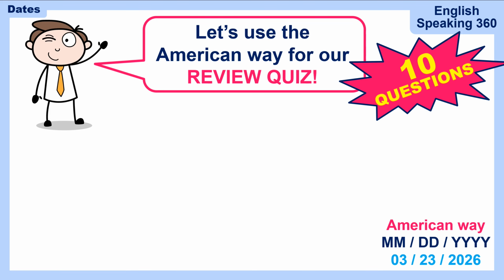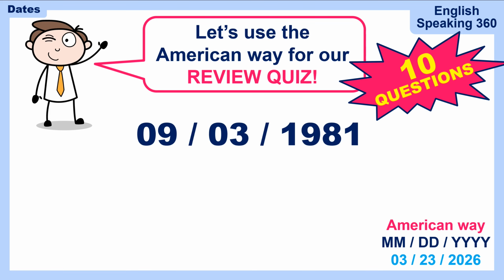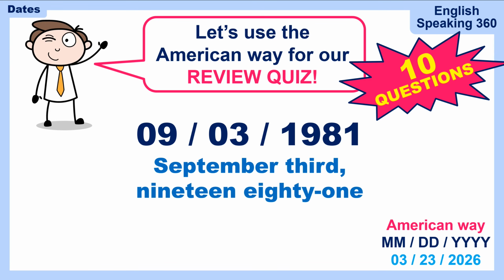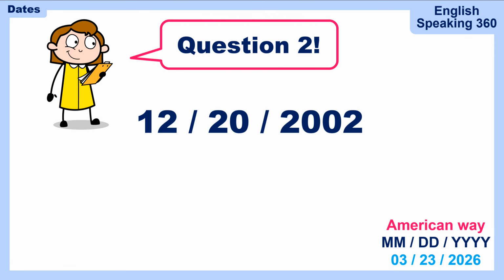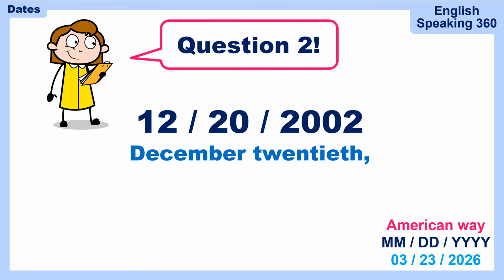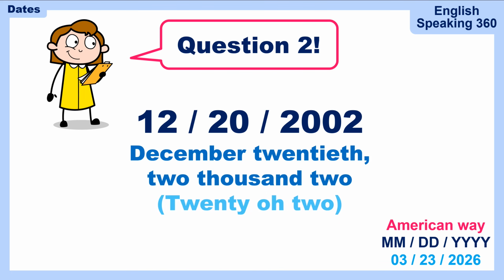I'm going to give you 10 questions now. Let's get started. Can you read this date? Give it a try. Remember, 9 is the month, and then the day, and then the year. You ready? September 3rd, 1981. You cannot say 1981. It doesn't make much sense. Question 2. You ready? December 20th, 2002. 2002 is good, but you could also say 2002.